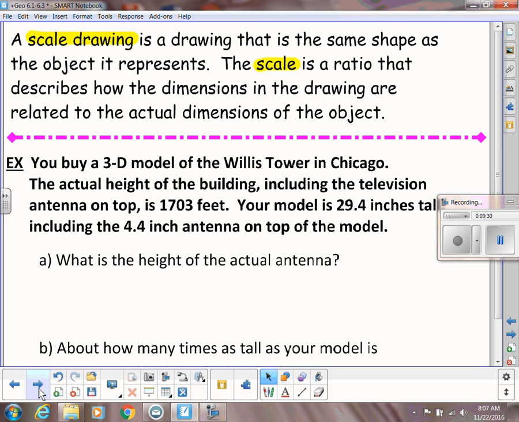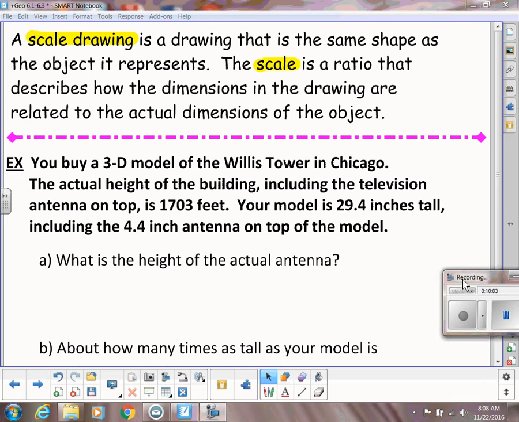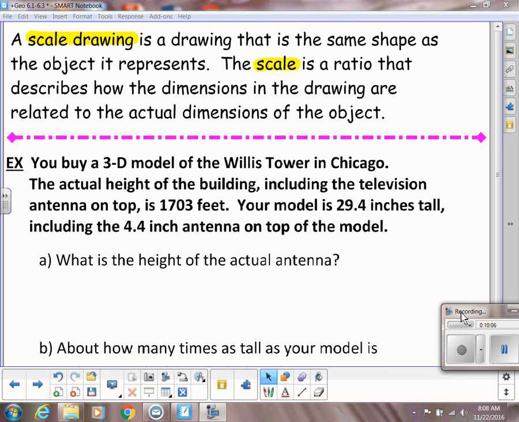Now a scale drawing: if I have a drawing that is the same shape as the object it represents, this happens a lot in architecture, engineering, things like that. A scale is the ratio that describes the dimensions of the drawing as related to the actual dimensions. So here we're talking about not just two random shapes, but the miniature version compared to the actual one that it's representing. So we buy a 3D model of the Willis Tower in Chicago. The actual height of the building, including the television antenna on top, is 1703 feet.